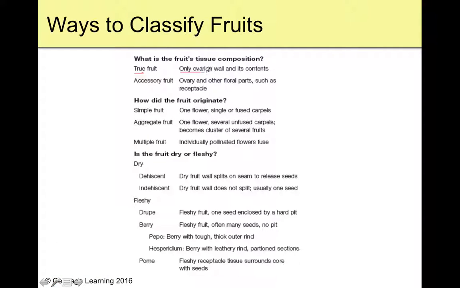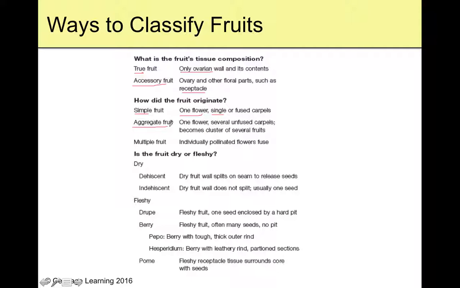That was just the ovary wall and what was inside the ovary wall. The accessory fruit's got some other fancy stuff attached to it, like that apple. The apple had a big receptacle. And so there's other floral parts, like the receptacle, can make up part of the fruit. Where did the fruit come from? If it's simple, then it just came from one flower. One flower, one fruit. It had one carpel, or it had some carpels that were fused.